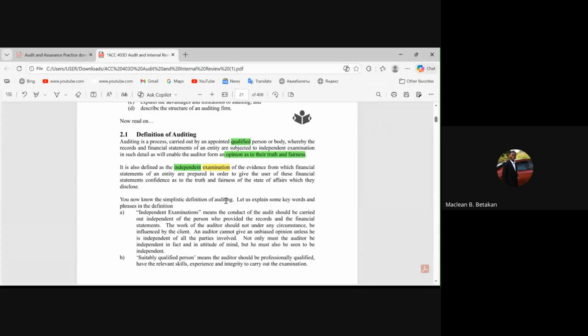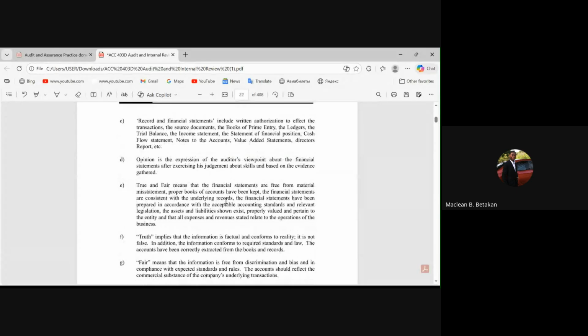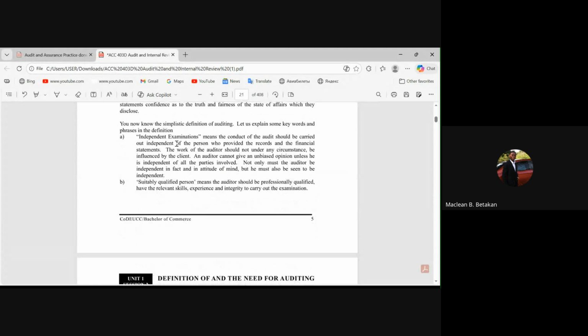What's the next term? We have what we call independent examination. What do we mean by independent examination? We are trying to say that the auditor must not be influenced by management. No matter what, the auditor should not be influenced by management. The auditor must be independent, of course. So it means the auditor must be factual.